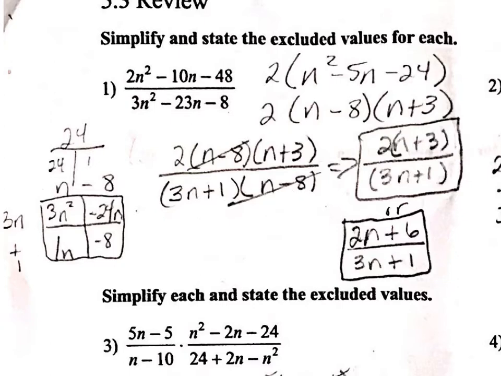The next thing I'm going to do is cancel anything that the numerator and the denominator have in common. So the n minus 8's eliminate, and what I have left is 2 times n plus 3 over 3n plus 1. You can write your answer in this form, which is fine in factored form, or you can write it in standard form. If you multiply the 2 through, you get 2n plus 6, and the denominator is just 3n plus 1.